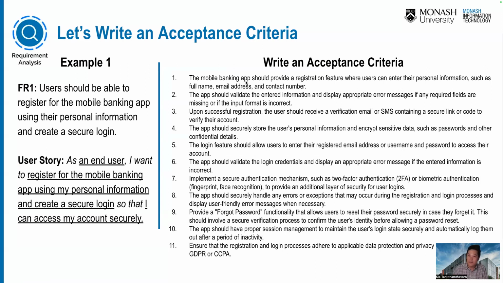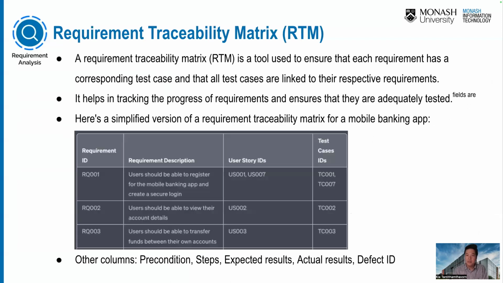Write an acceptance criteria. First, the mobile banking app should provide a registration feature. The app should validate the information, blah, blah, blah. Upon successful registration, the user should receive blah, blah, blah. The app should securely store the personal information, sensitive data. The login feature should show this. The app should do this, what it should do. You know, this is the acceptance criteria. And when we test whether this user story is met or not, we want to make sure that the 11 steps here must be met. Otherwise we cannot consider it as done. Okay. This is an example too.